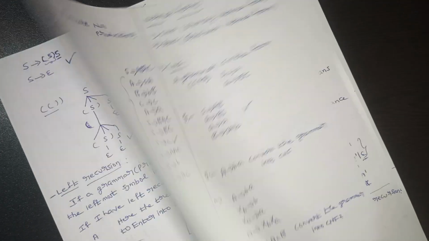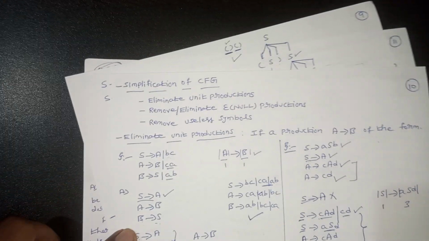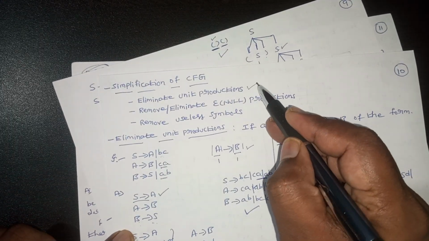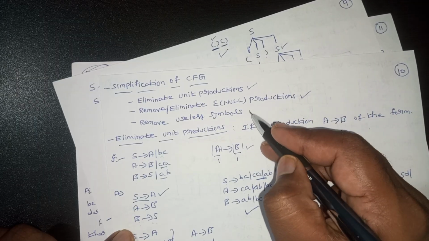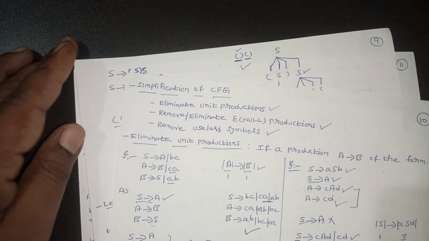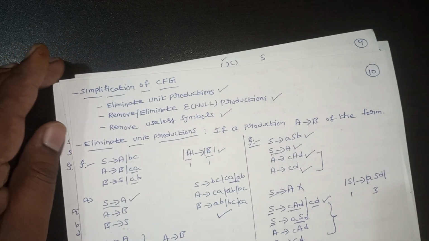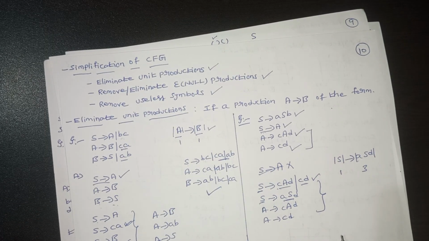So what is simplification of a context free grammar? Three things you have to note. One, you have to eliminate unit productions, you have to eliminate null productions, and you have to remove useless symbols. Next we'll discuss the normal forms in the theory of computation. We have two normal forms. One is Chomsky normal form, the second one is Greibach normal form.